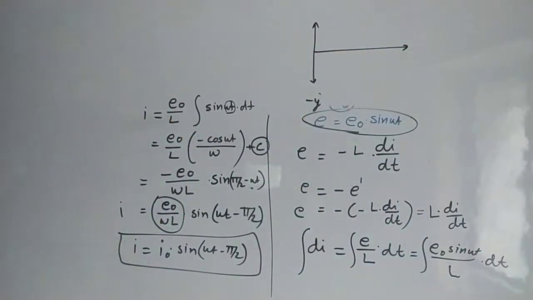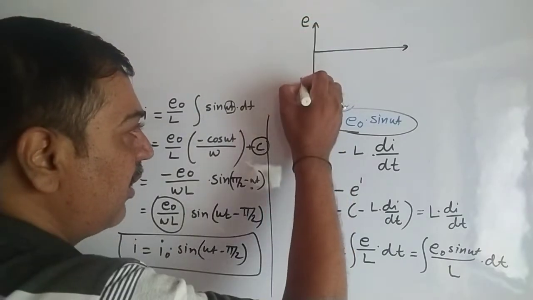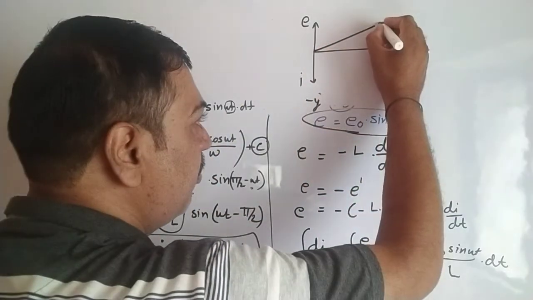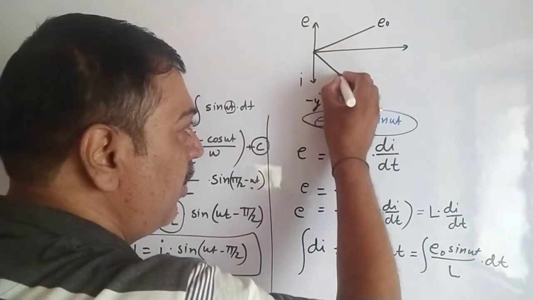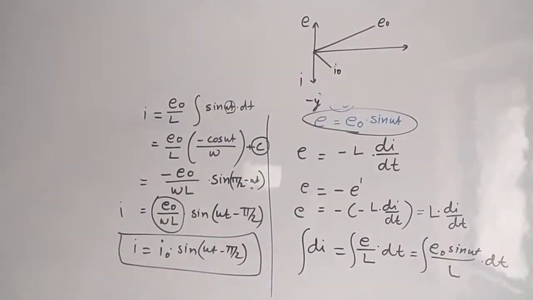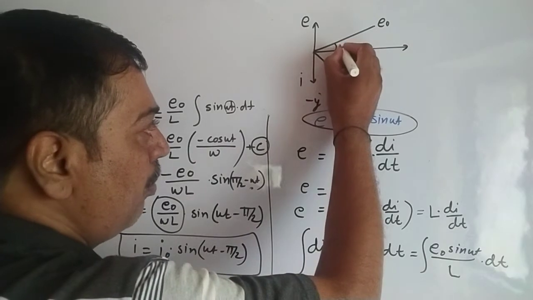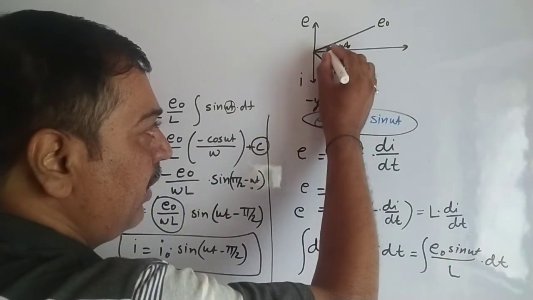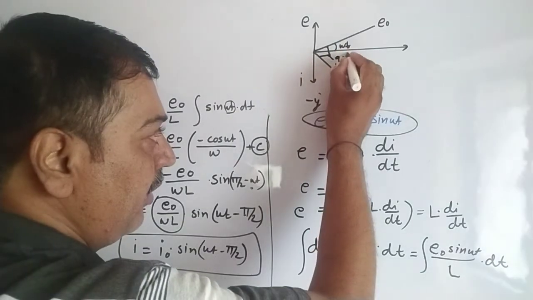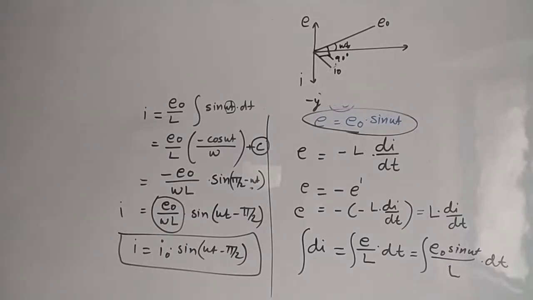Such type of thing they have drawn, and we know that suppose this is an EMF E, this is a current I. Then we can represent the values. Here it is the peak value of EMF, E0, here it is the peak value of current, I0. This angle is omega t, and the angle between EMF and current is 90 degrees, or pi by 2.